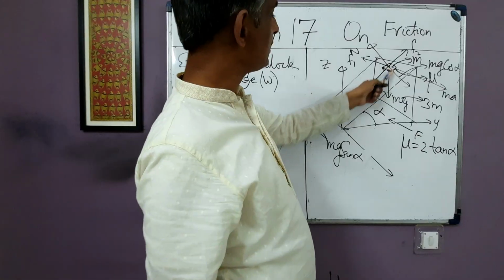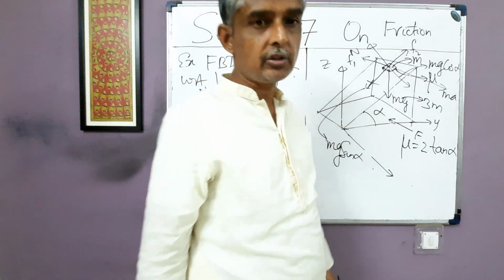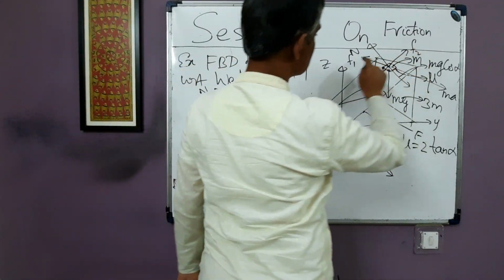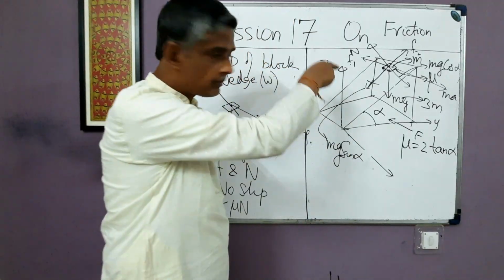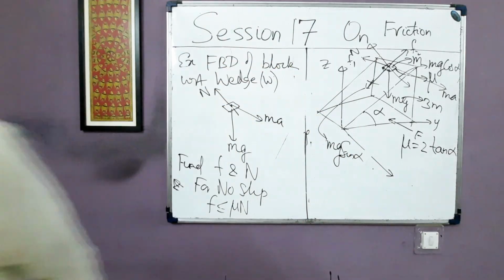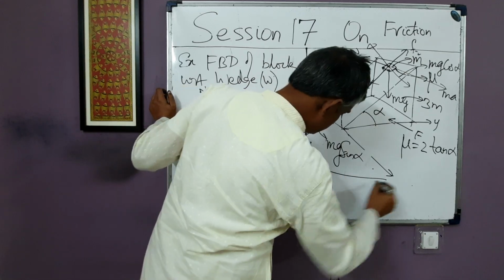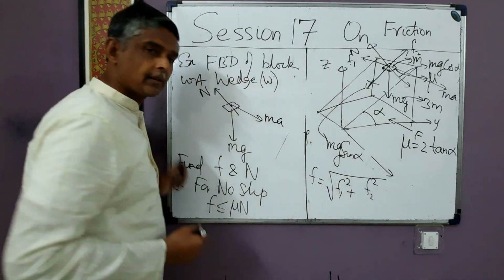So acceleration of block with respect to wedge will be 0. That is, the block will not slip with respect to the wedge. Fine. So net friction on the block due to wedge will be the vector sum of this F1 and F2. And angle between F1 and F2 will be 90 degrees. You can see from the diagram itself. Alright. So net friction on the block due to wedge will be root under F1 square plus F2 square. I hope it is clear.